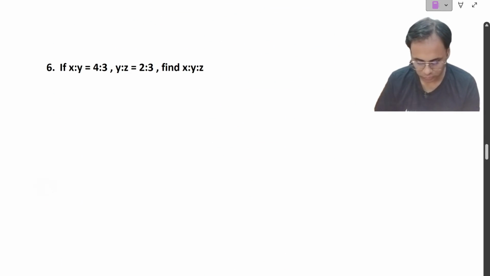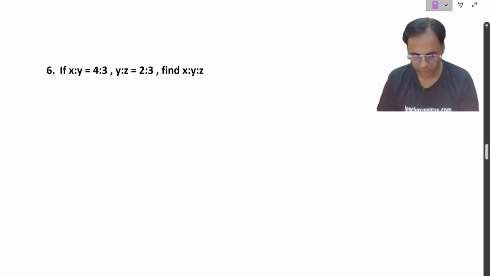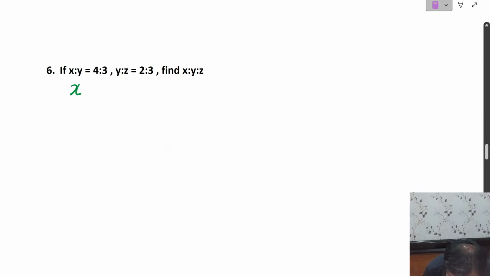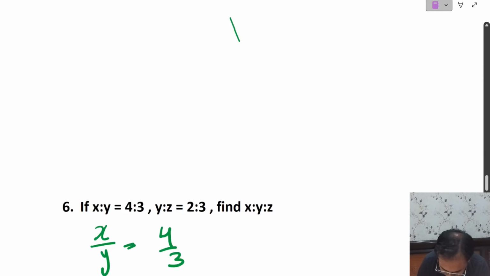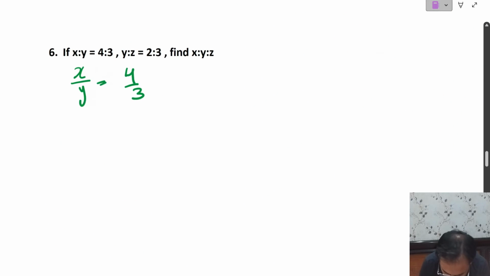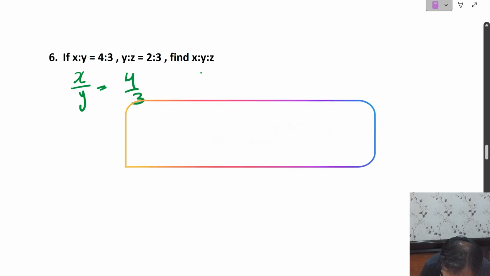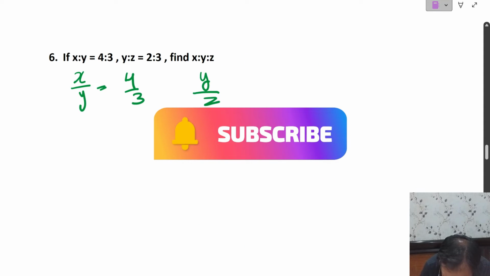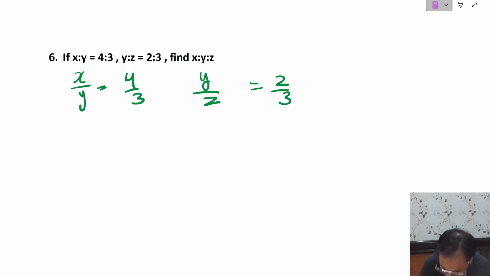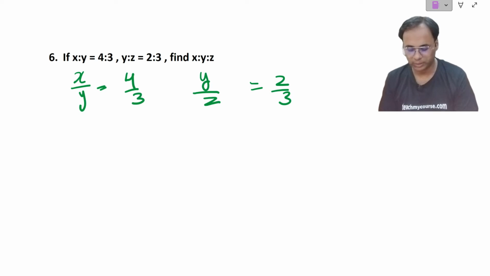So once again, this is a question which is based on ratio and proportion. If x upon y equal to 4 by 3 and y upon z equal to 2 by 3, then it is asking for the ratio of x is to y is to z.